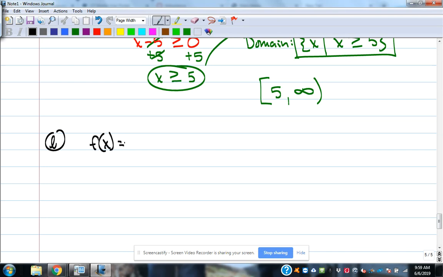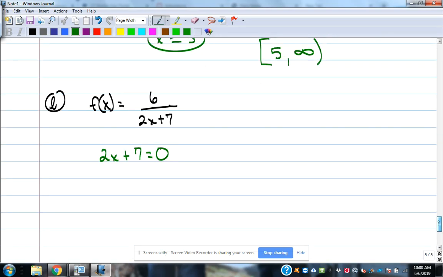f of x is equal to 6 over 2x plus 7. Let's do that one. And we're going to find the domain of that still. What do we do to find the domain of this? Good job. Absolutely. And solve that. So this is a little tougher to solve than the last one we did. So what do we do to solve this one?